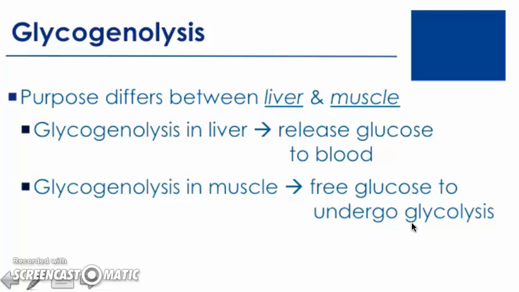This slide outlines the purpose of glycogenolysis in the muscle and in the liver, with only the liver being able to release the glucose cleaved from glycogenolysis into the bloodstream. So you see here that glycogenolysis in the liver allows for the release of the dephosphorylated glucose, so the free glucose, to enter the bloodstream. Whereas in the muscle, the free glucose stays within the muscle cell and is able to undergo the process of glycolysis.